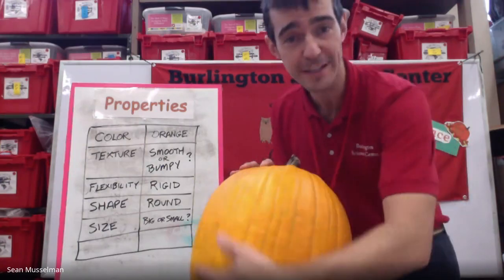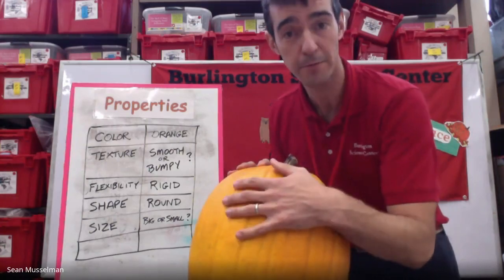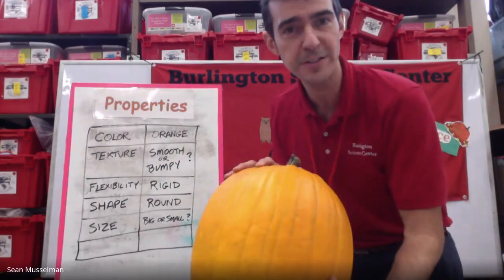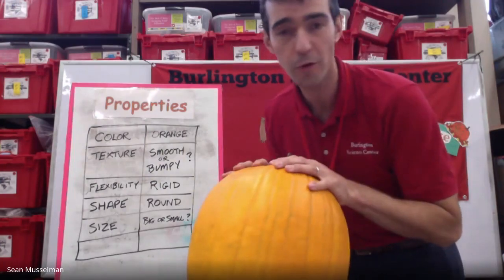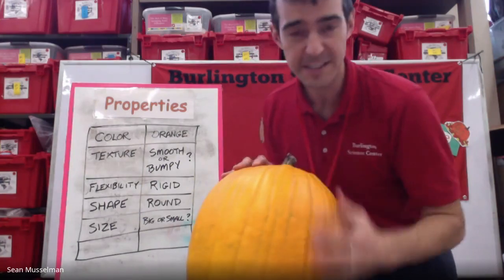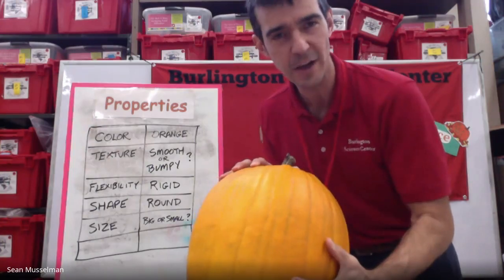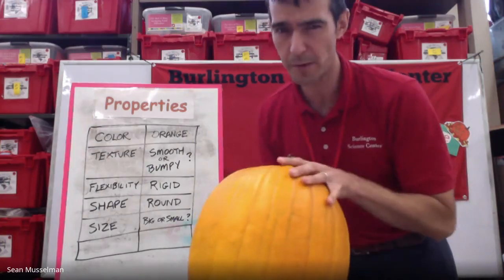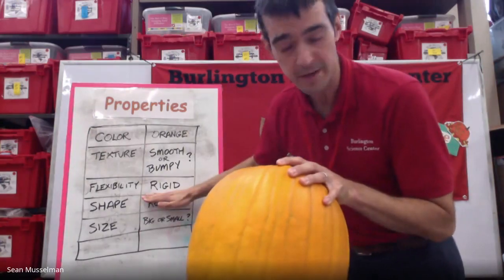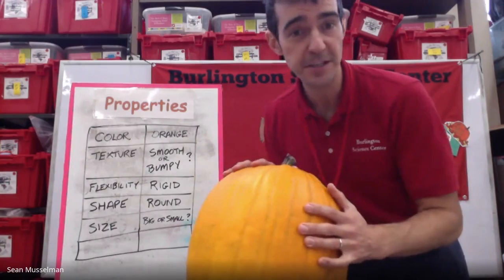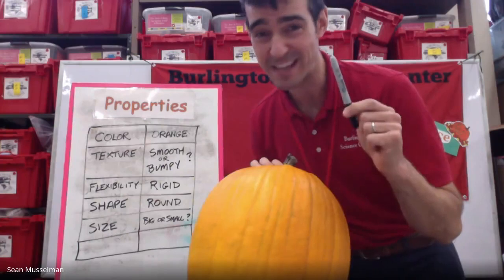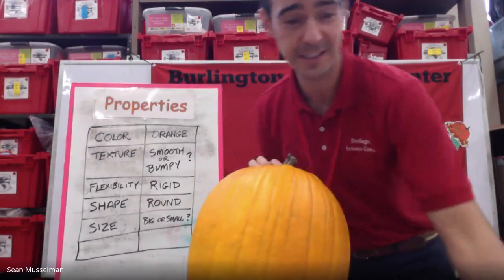So texture is another way that we describe pumpkins and all kinds of matter. Matter is, of course, the word we use to describe the things that make up the world around us. Another word you might have used has to do with how flexible a pumpkin is, or whether or not it bends. Pumpkins do not bend well, right? We think of them as rigid. Rigid is a word that we use to describe objects that are not flexible. This pen, for example, is rigid. It is not very flexible.